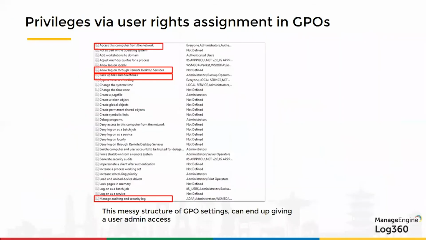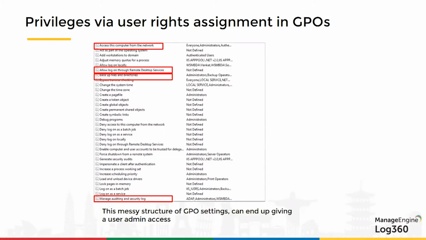Group policies have user rights assignments options that can be exploited as well, right? So why are these options exploited? Because they look like this. There is no way an administrator or a help desk can simply look at all these options and find out what's wrong with these options, right? Allow log on to remote desktop services. If this is enabled on a domain controller, an end user can simply log on to a domain controller. Backup files and directories. This option can give an end user administrative rights to back up files and directories.